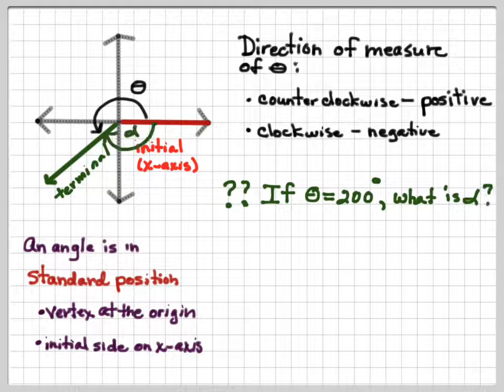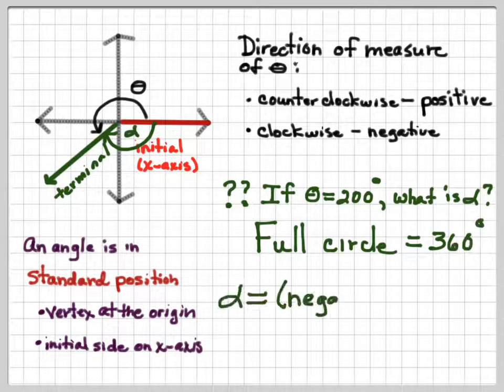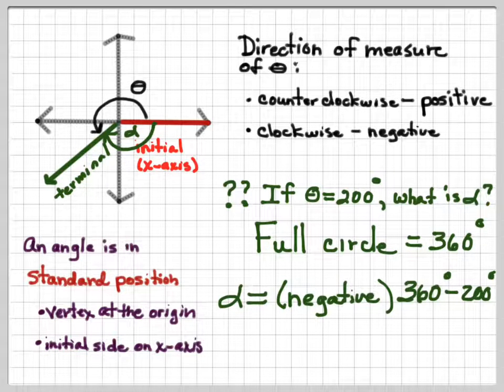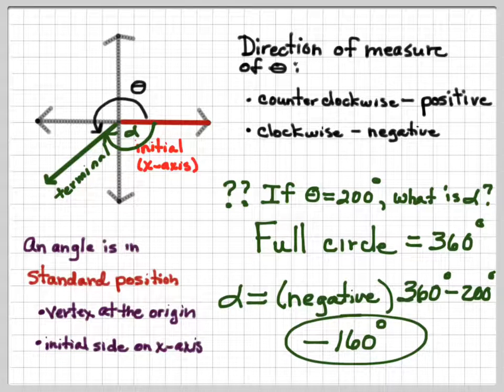So let's answer this question. I've put an alpha in here, and you can see that it goes from the x-axis in a clockwise fashion to the terminal side of our original angle. If theta is 200 degrees, what will alpha be? Well, you need to remember that a full circle is 360. So alpha is going to be negative (360 minus 200), because if the first angle took up 200 degrees, then the rest of the circle would be 360 minus 200, but it's going to be in a negative direction, so it's negative 160 degrees.